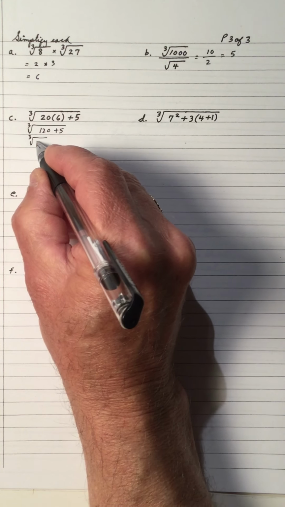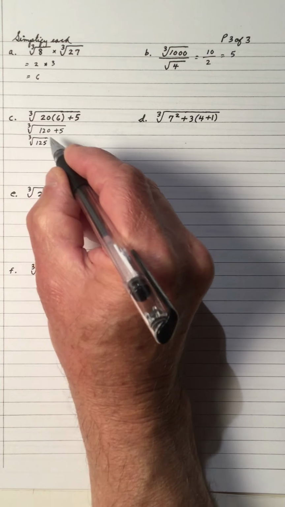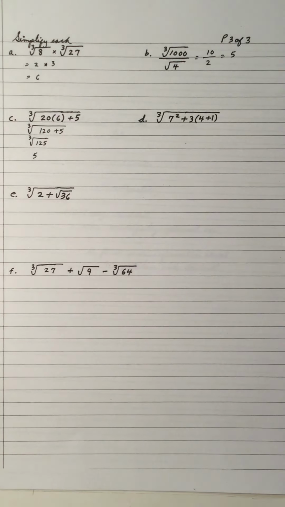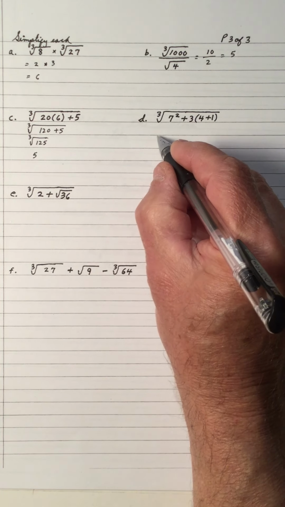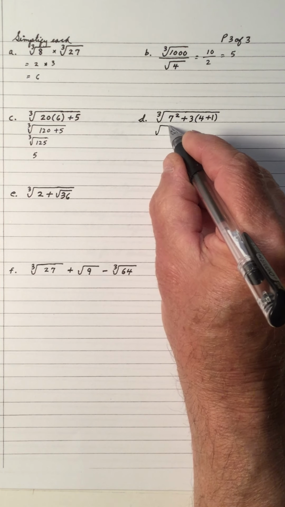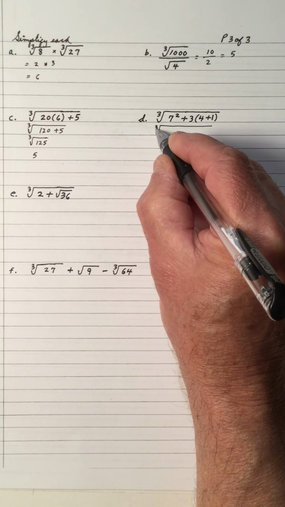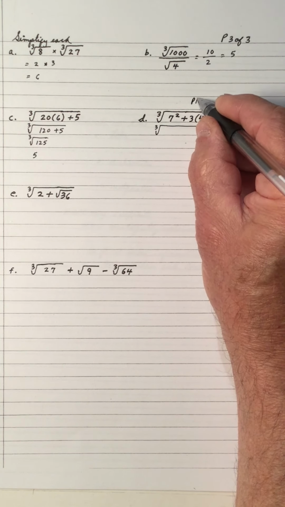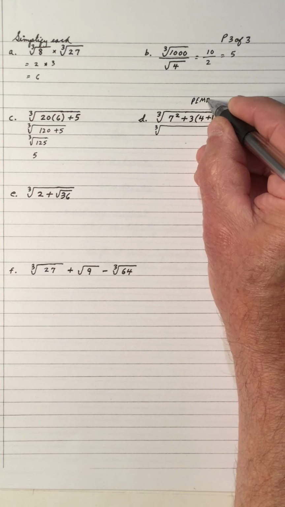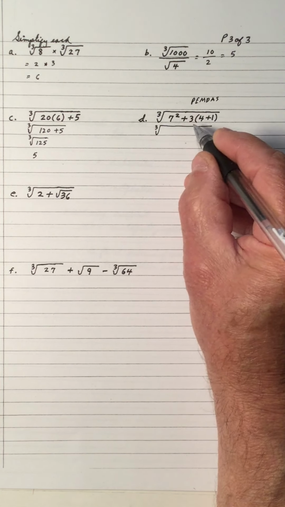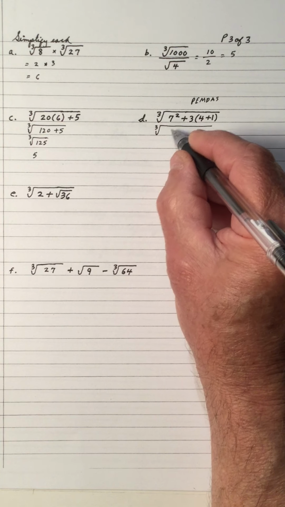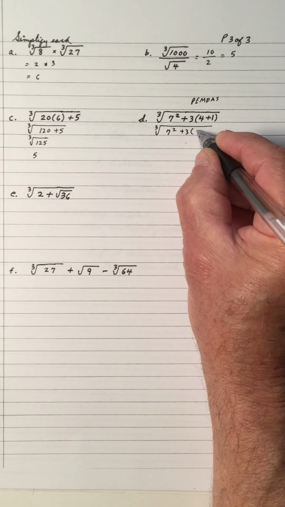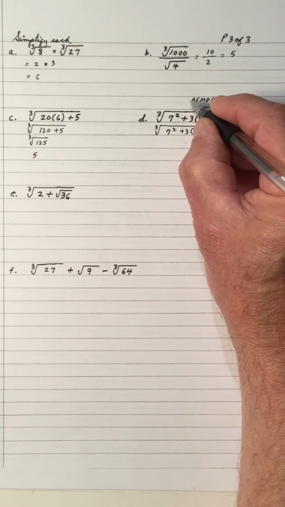That's the cube root of 125. And the cube root of 125 is 5, because 5 cubed gives you 125. And we simplify here. Let's do the inside first. Now, in PEMDAS, we have to do inside of the brackets first. So 7 squared plus 3 times 5.